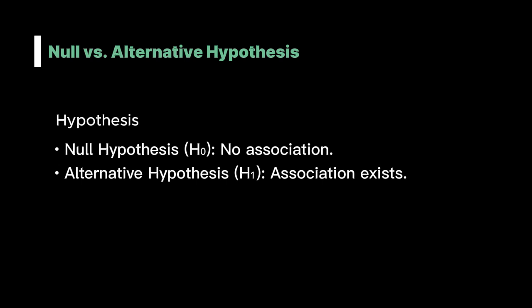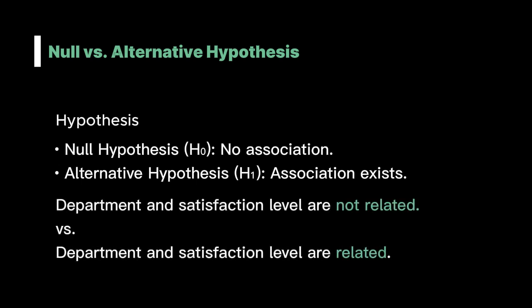So the null hypothesis means the department a person belongs to makes no difference to their satisfaction level. In other words, the department and the satisfaction level are not related. The alternative hypothesis assumes that the department and the satisfaction level are related, meaning satisfaction may vary by department.